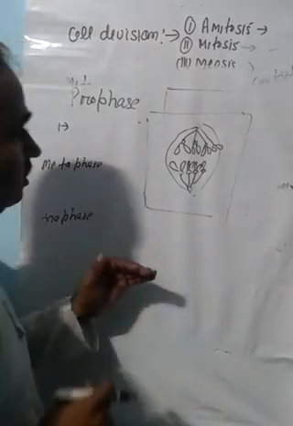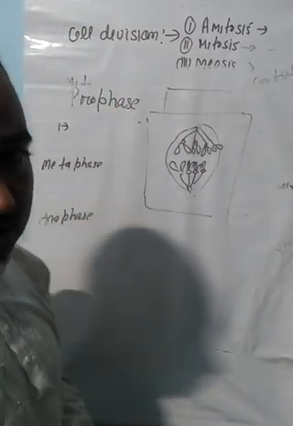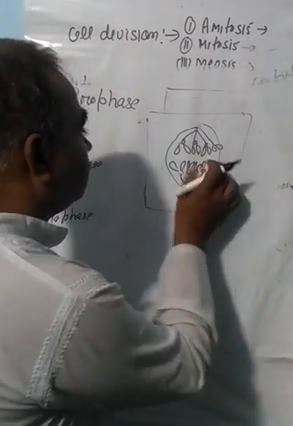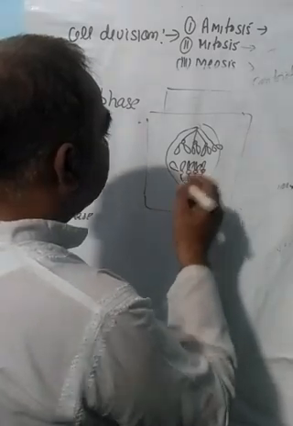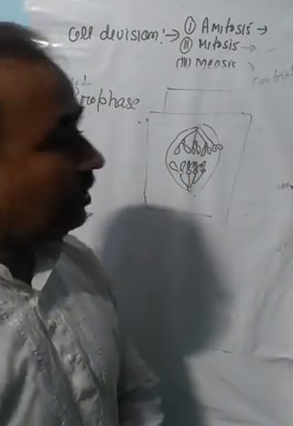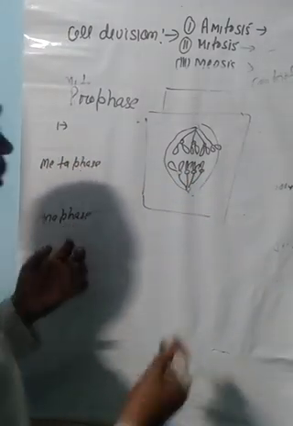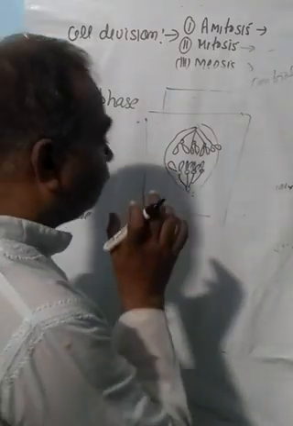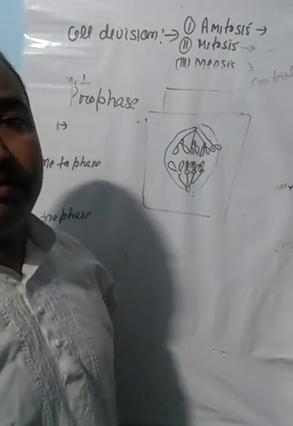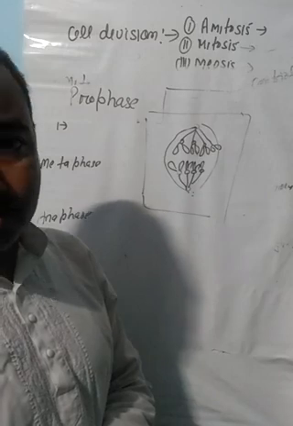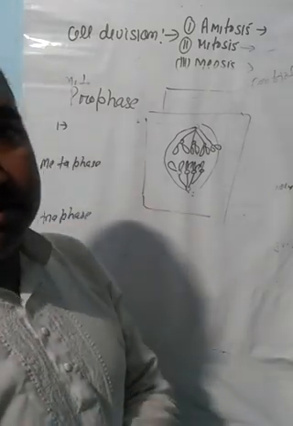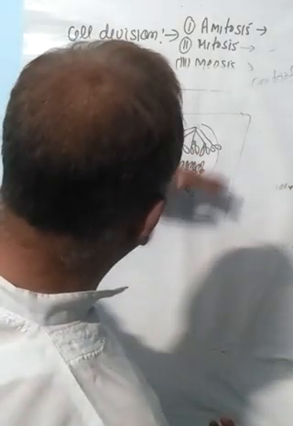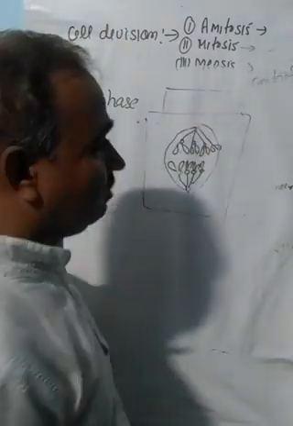Here the stretching of the continuous fibers takes place, and slowly these chromosomes with two chromatids move to the opposite poles. At the end of anaphase each pole possesses half the amount of chromatin material. In number of chromosomes, each pole possesses an equal number of chromosomes.